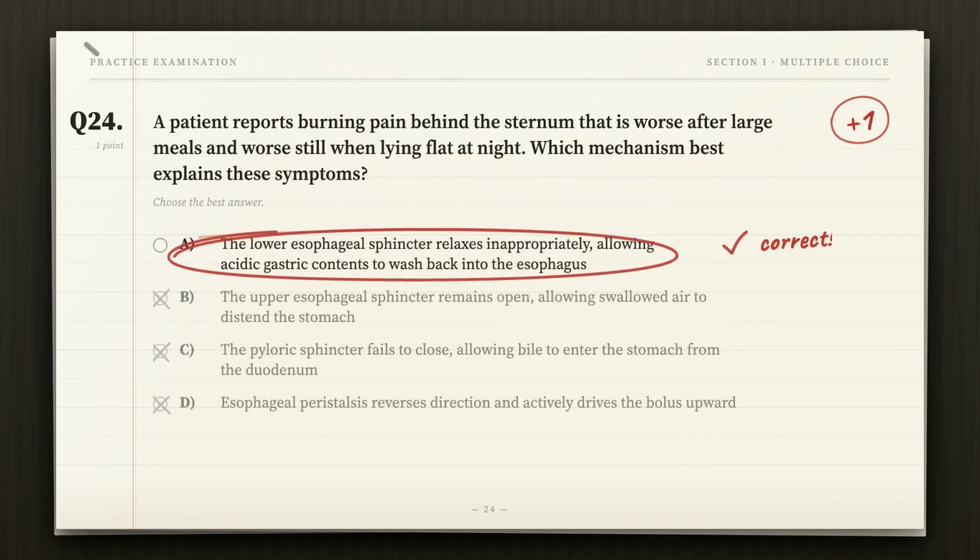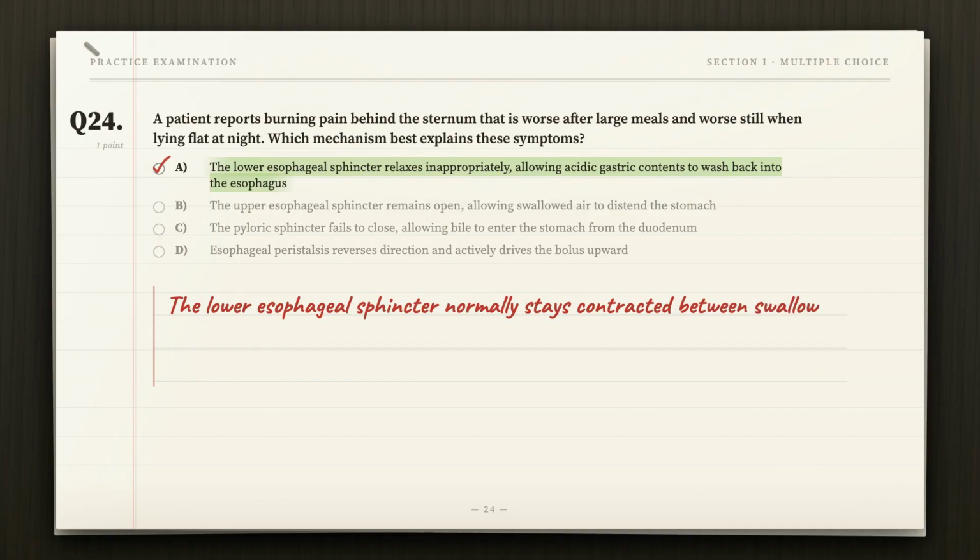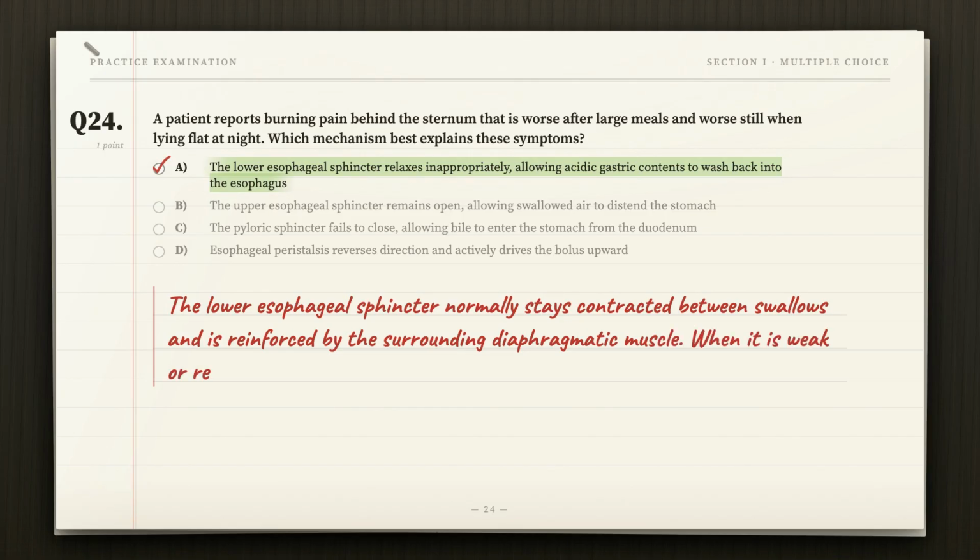The correct answer is A. The lower esophageal sphincter relaxes inappropriately, allowing acidic gastric contents to wash back into the esophagus. A is correct because the lower esophageal sphincter normally stays contracted between swallows and is reinforced by the surrounding diaphragmatic muscle. When it is weak or relaxes at the wrong time, acidic gastric contents reflux upward, and because the esophageal lining lacks the stomach's thick alkaline mucus, that acid causes the burning sensation of heartburn.